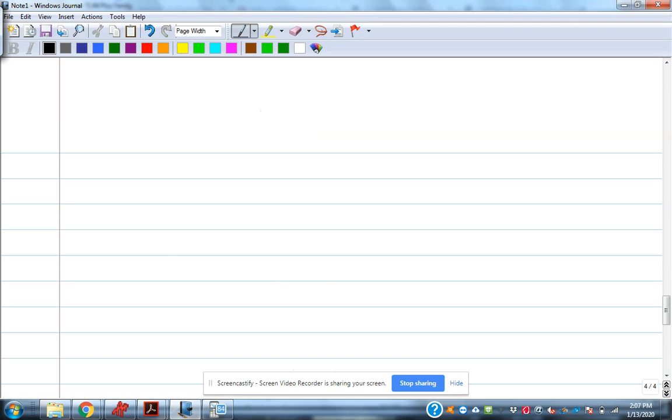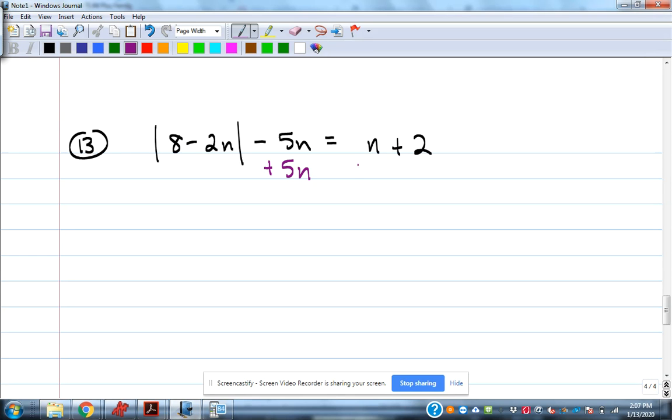Let's finish up with a really tough one. Last one of the day. Absolute value of 8 minus 2n, close the absolute values, minus 5n is equal to n plus 2. A lot of stuff going on with this. Okay, so how do we do that? Adding 5n would be a good start. So I'm going to put that with the like term on the other side.